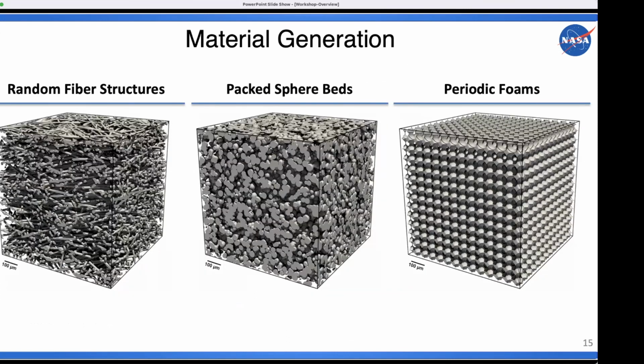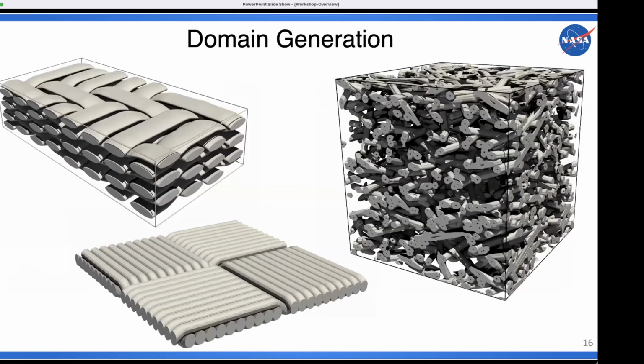Also, the microstructural material generation, just a couple of examples of the things we can generate: random fiber structures, random sphere beds, some kind of foam structures, woven structures using TexGen, and then more advanced microstructural fibrous materials.